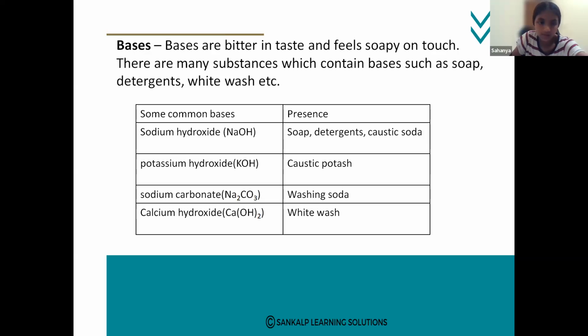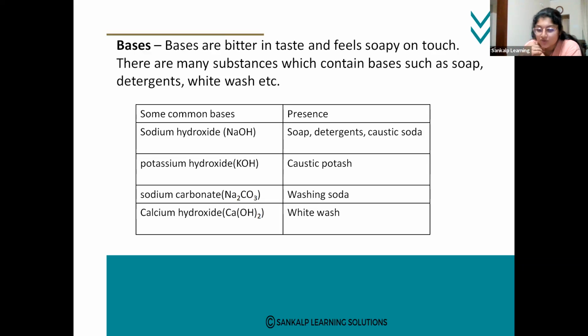They turn red litmus blue, but we will study about litmus paper later. Some of the bases dissolve in water. Bases that dissolve in water are called alkali. So when these bases are added in water, they are called alkali. Sodium hydroxide and potassium hydroxide are some examples of alkali.